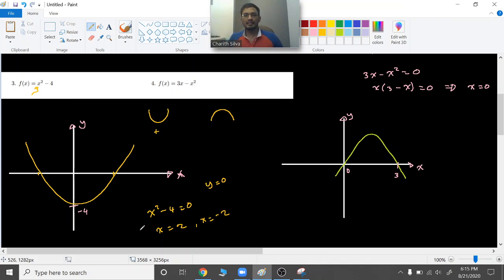So basically what we did here is that first we noticed that it has an x squared term, so we should get one out of these two shapes, and according to the positive or negative nature of the coefficient, we determined the most appropriate shape for the given equation. And then by solving the equation f(x) equals 0, we determine the x-axis intersections, and we just plot the shape of this curve.